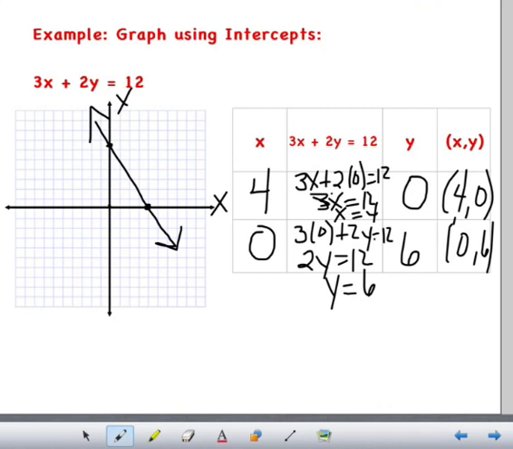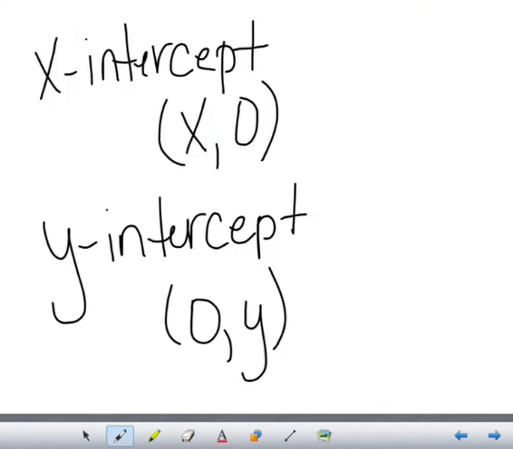All right, let's make sure we get this straight in your heads. Remember, to find the x-intercept, my ordered pair is going to be whatever my x-intercept is, and my y has to be 0. To find my y-intercept, my x has to be 0, and then I'm going to have whatever my coordinate is for y, where it crosses my y-axis. So to find my x-intercept, my y has to be 0. To find my y-intercept, my x has to be 0.